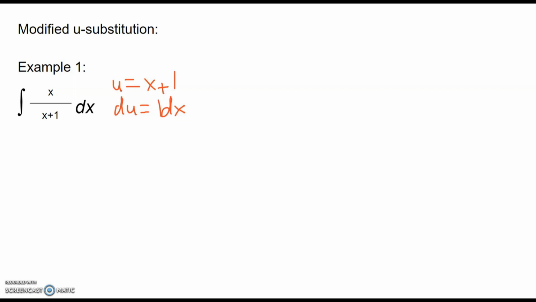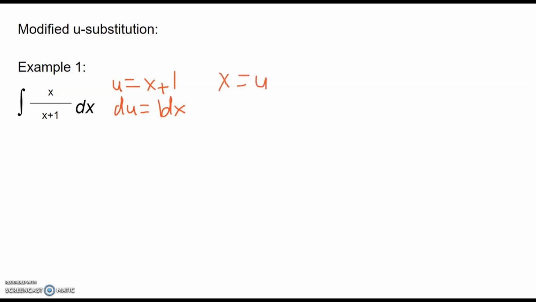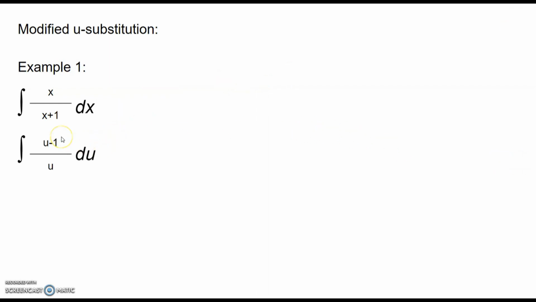We're going to have to take this u that we got and then write it in terms of x. So x would be equal to u minus 1, which I just got by subtracting this 1 to the other side right there. So now we actually have all the necessary components to rewrite this integral. And there it is, u minus 1 over u times du. And now we can actually split up this fraction into two different terms. So the integral of 1 minus 1 over u du, and suddenly this becomes possible to integrate.